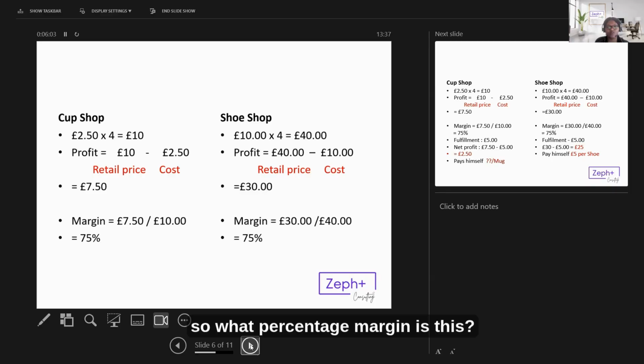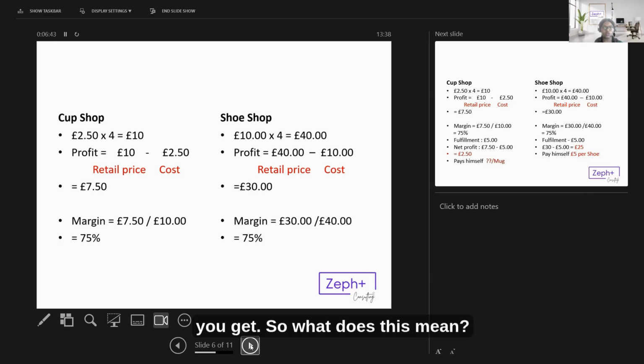Now, what percentage margin is this? That's a 75% margin. So the profit you're getting from this product is £7.50 and it's a 75% margin. Now, let's look at a person that has a shoe shop. The shoe costs you £10 to buy. If you use the standard way of calculating your price, times 4, you get £40 as a retail price. If you take away the cost, that's £10, so your profit is £30. This is also the same thing, a 75% margin.